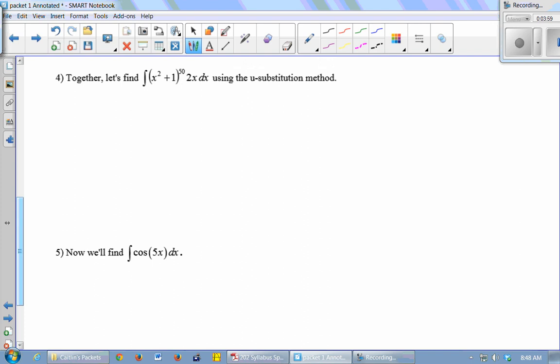All right, so we're going to try to find the integral of (x squared plus 1) to the 50th times 2x dx using a substitution method. The key to u-substitution is to choose something in the integrand to make a u. I'm going to choose some expression from the integrand and say, let that be u. The key to choosing u is that you should choose the most complicated thing you can, whose derivative also shows up in the integrand.